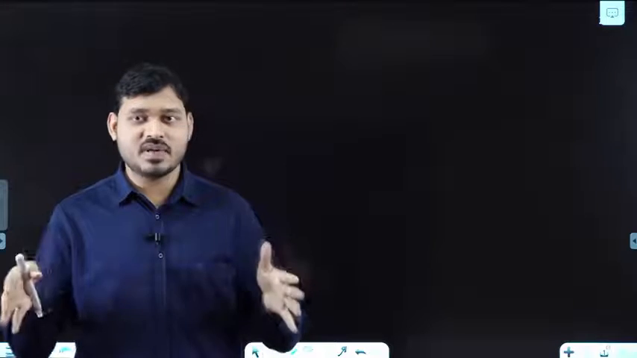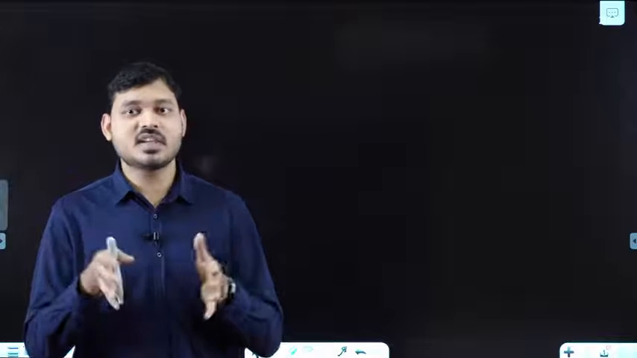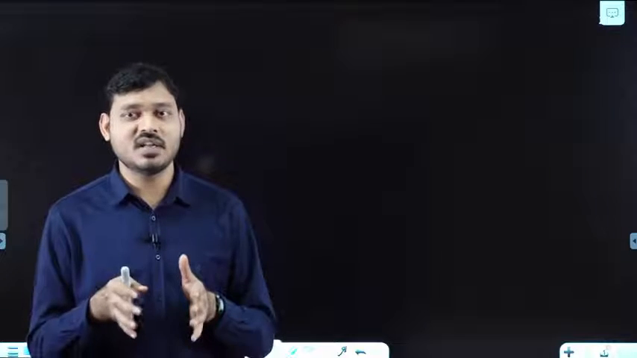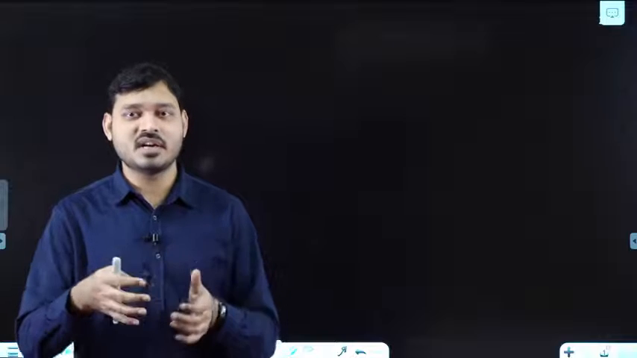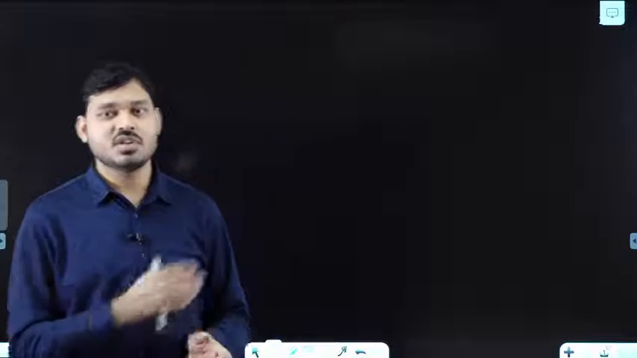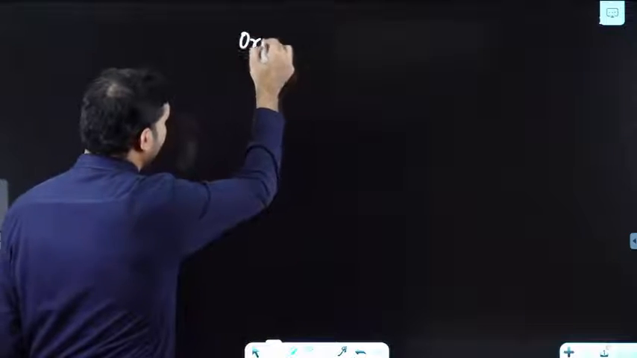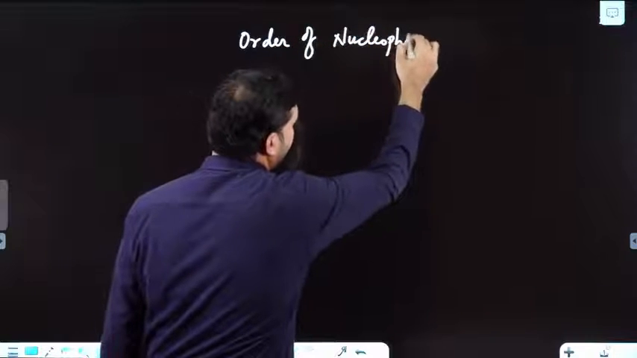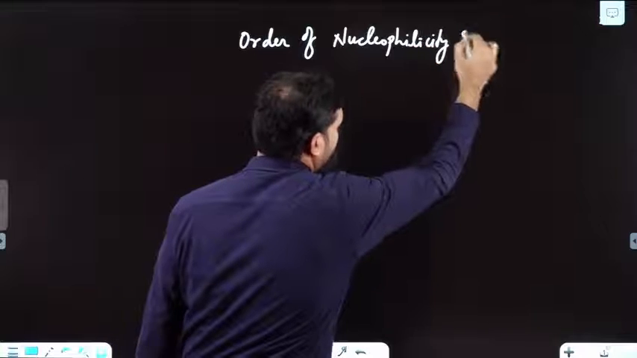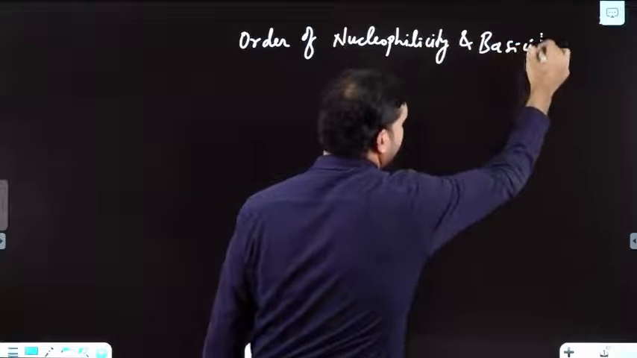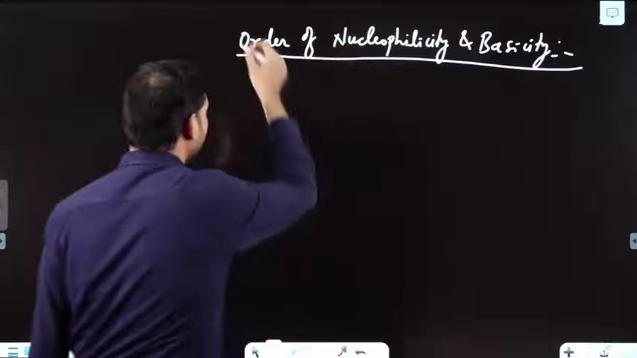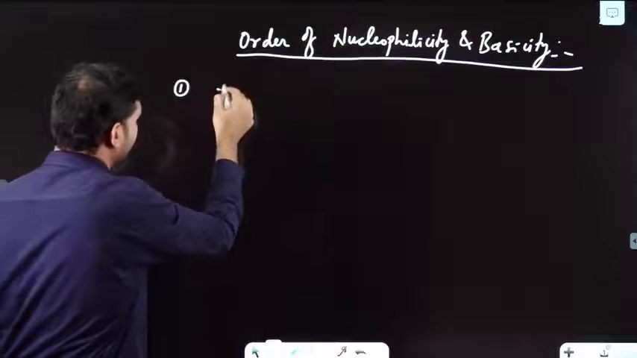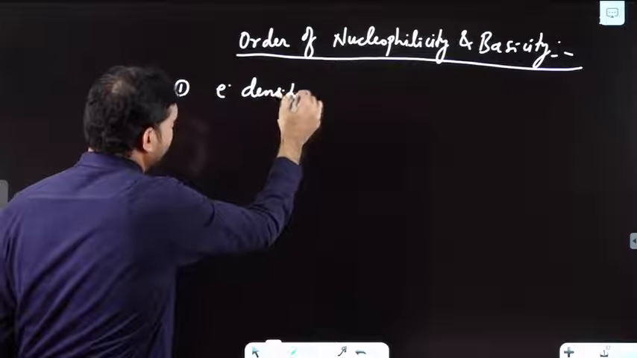Now first of all, basicity and nucleophilicity are two different things, as I told you. But if I say the order of nucleophilicity versus basicity, then almost they go side by side except some limitations. Okay, so let us understand it in detail. Order of nucleophilicity and basicity. First case, electron density.